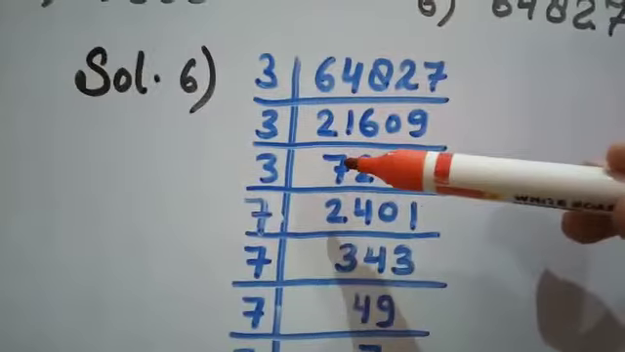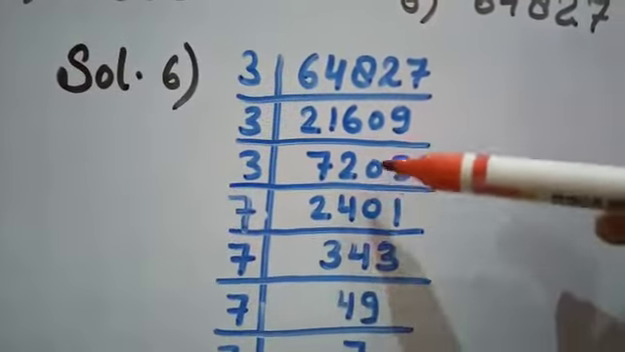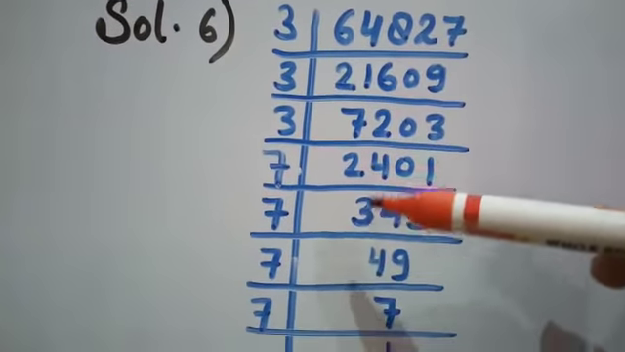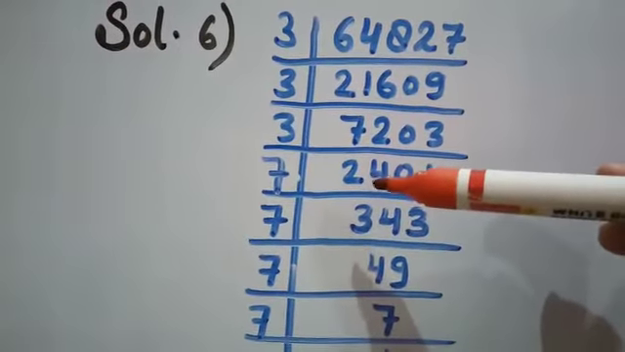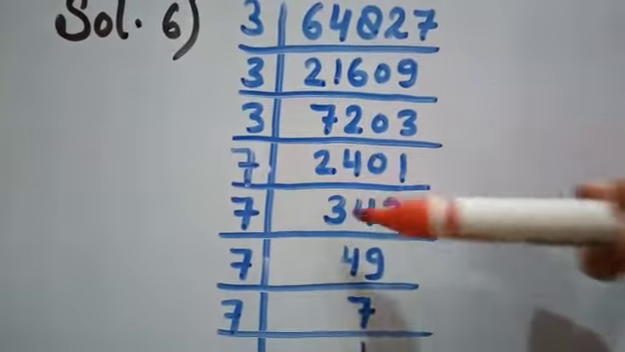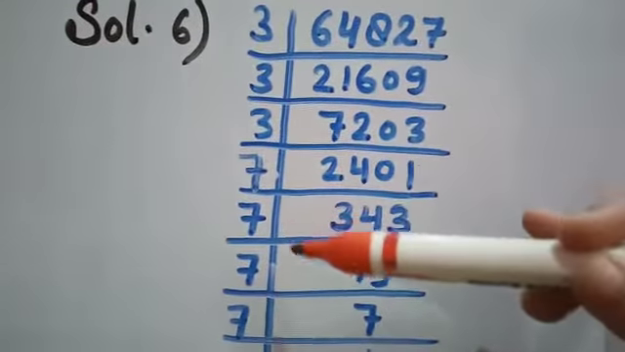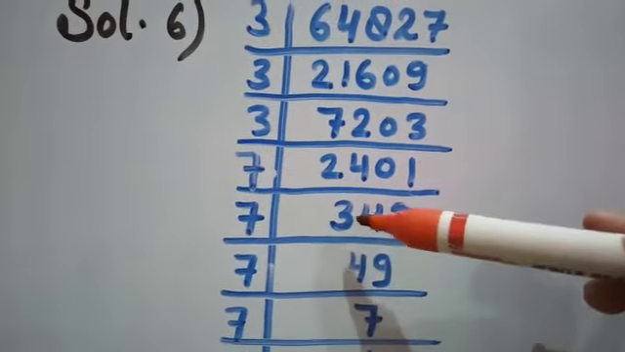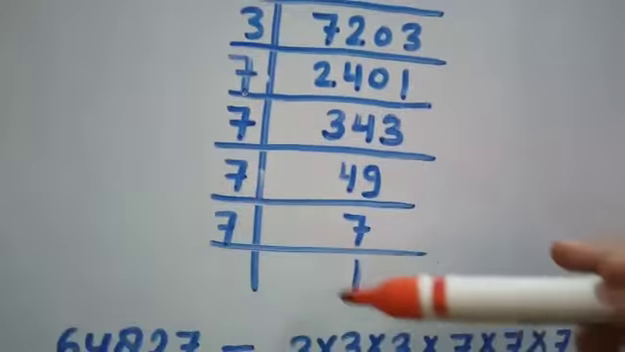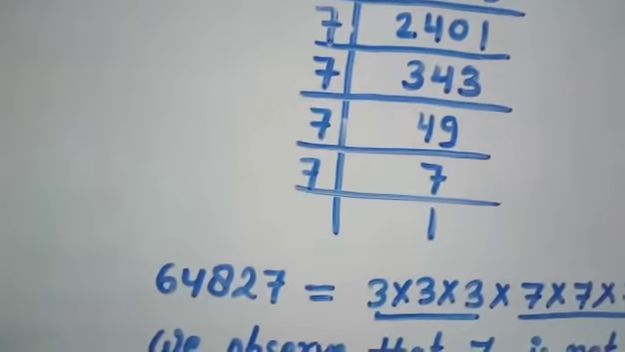3 3s are 9. 3 2s are 6. 3 4s are 12. 0 as it is. 3 1s are 3. 7 3s are 21. 7 4s are 28. 7 3s are 21. 7 4s are 28. 7 9s are 63. 7 7s are 49. 7 1s are 7.